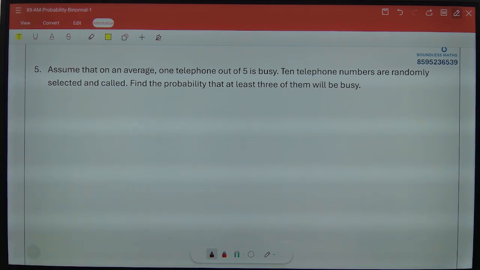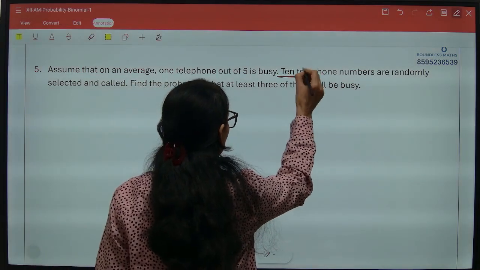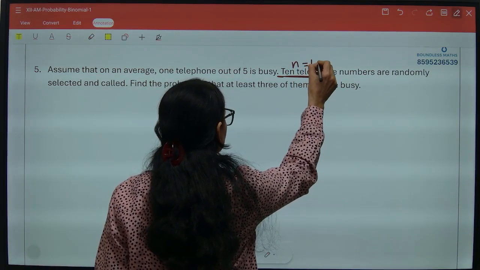Now assume that on an average one telephone out of 5 is busy. 10 telephone numbers are randomly selected and called. Find the probability that at least 3 of them will be busy. So what is the value of n here? How many numbers are randomly called? So the value of n is 10.